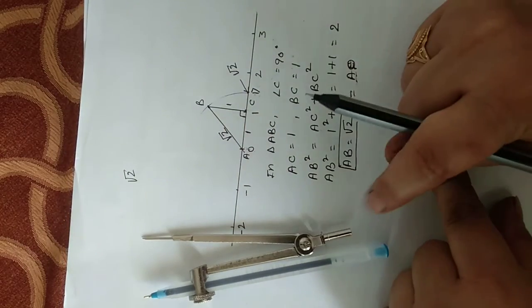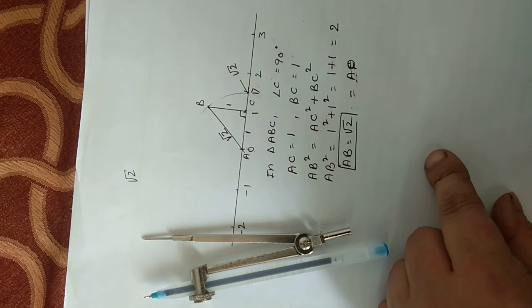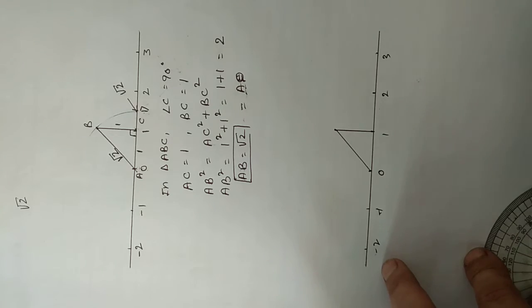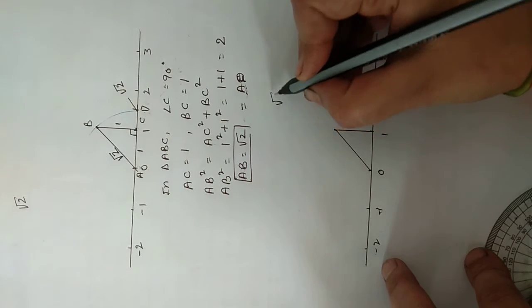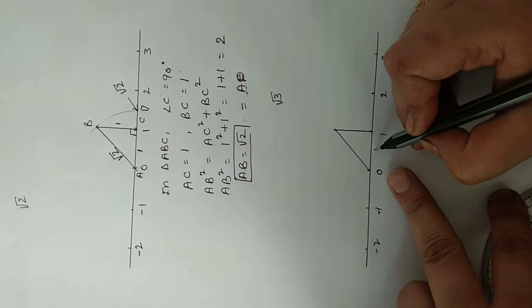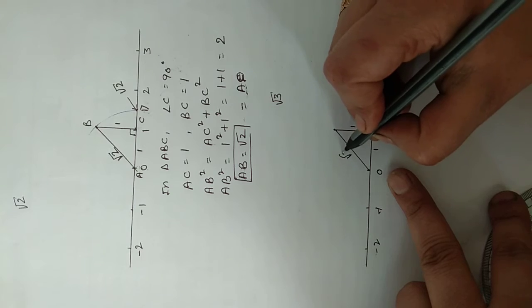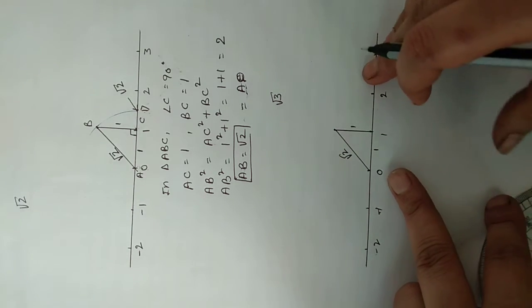Now we will discuss representation of root 3 on number line. Okay. So for representing root 3 on number line, first of all we have to draw root 2. After root 2 we can draw root 3. So what I have told you, for representation of root 3, first of all we have to draw root 2. So 1 unit gap, you will join it. It is root 2. Now from root 2 we can draw root 3.